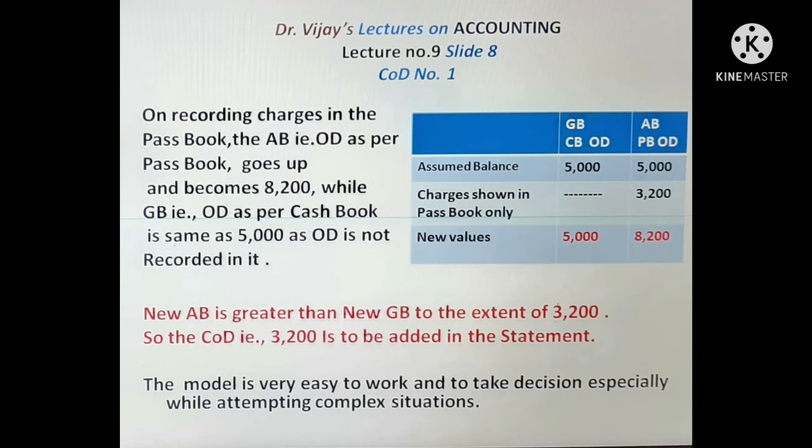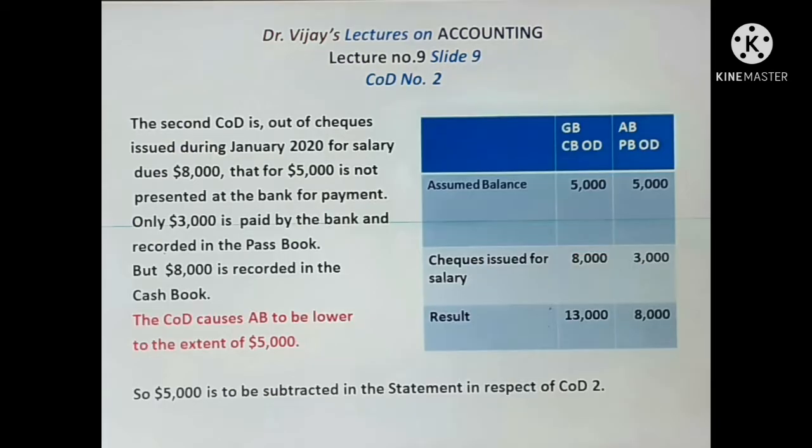Now simple. See, arrived balance is greater, so this cost of difference is to be added. Added where? Added in the bank reconciliation statement. Nothing more. Simple. Read this sentence given in red color. New arrived balance is greater than new given balance to the extent of $3,200. So the COD, that is $3,200 bank charges, is to be added in the statement. It is very simple.